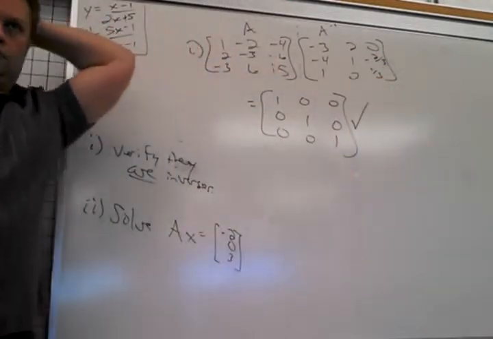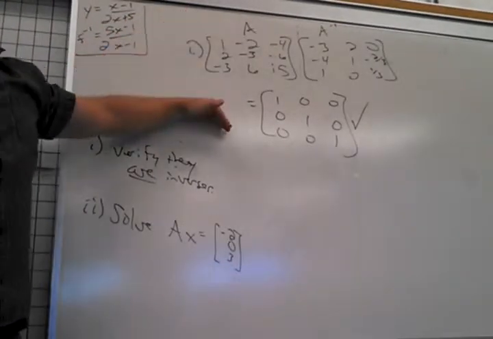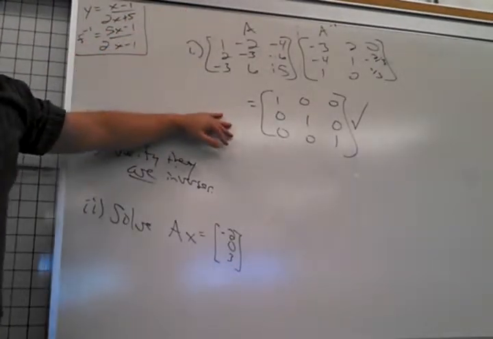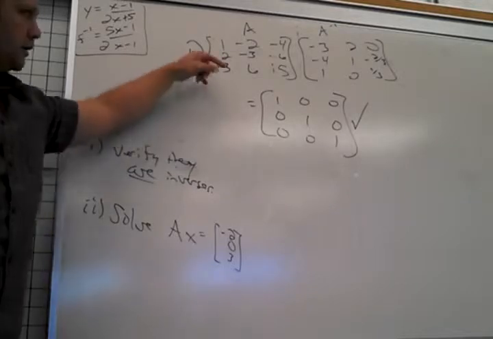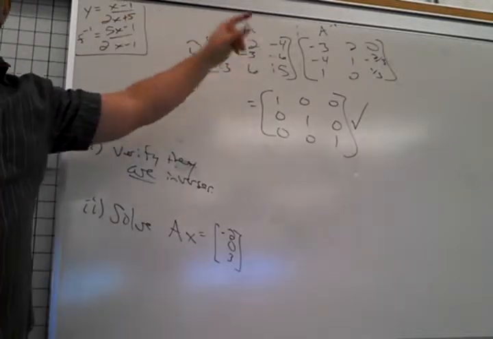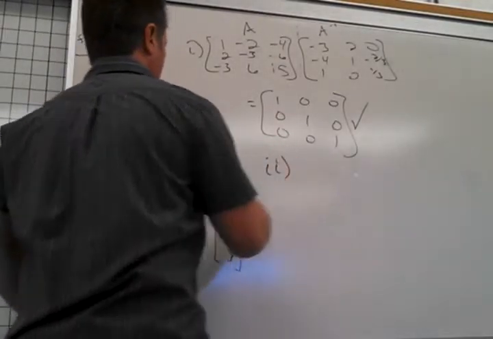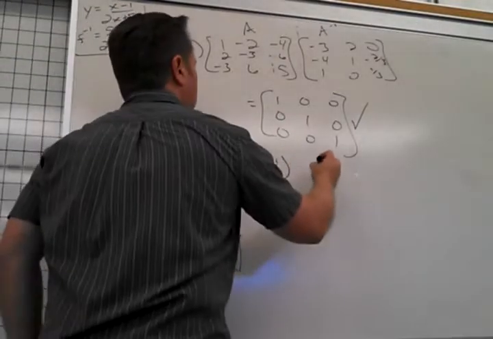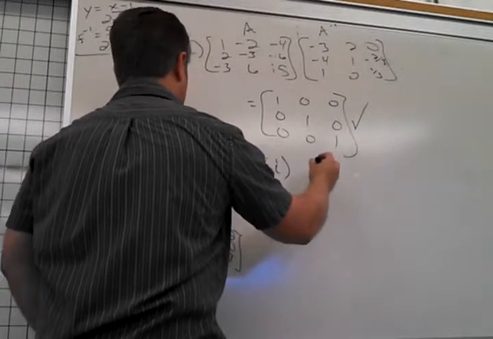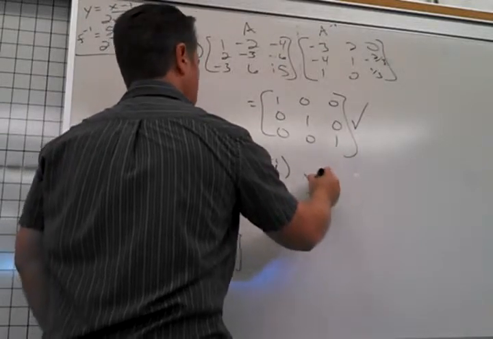So if I ask you to find the inverse and then verify that they're inverses, don't just circle your work. You've got to actually show me this multiplication. And here's what it would look like in its full glory.